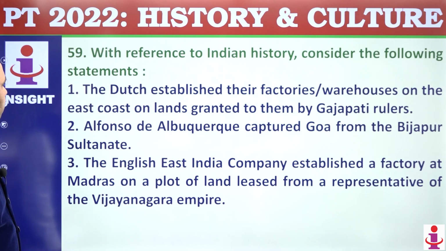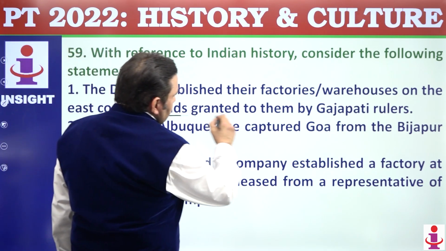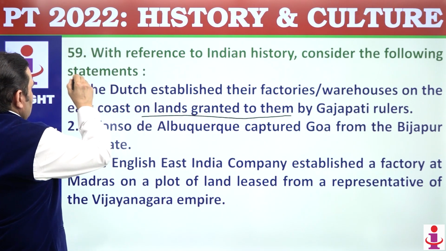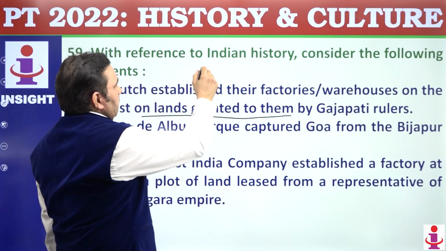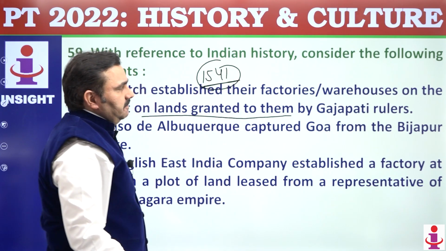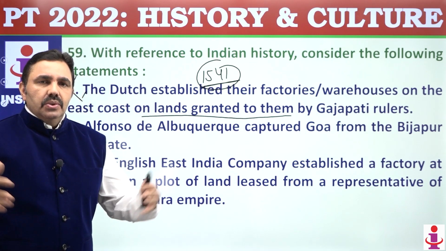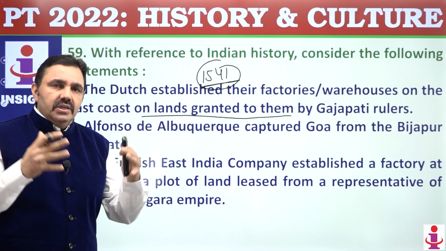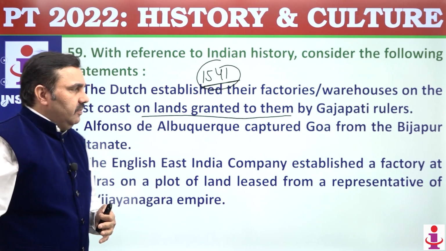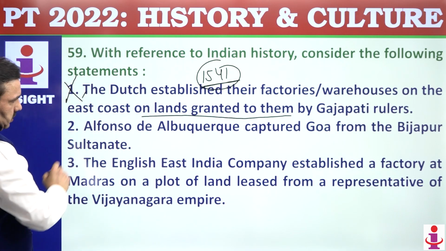Question number 59. With reference to Indian history, consider the following statements. The Dutch established their factories, warehouses on the East Coast on the land granted to them by Gajapati rulers. Gajapati rulers were over by 1541. The last Gajapati ruler died in 1541 and the Dutch reached India in 1602. So there was no dealing between the Dutch and the Gajapatis. They got it from the Gangas, not the Gajapatis. So the first one is wrong here.